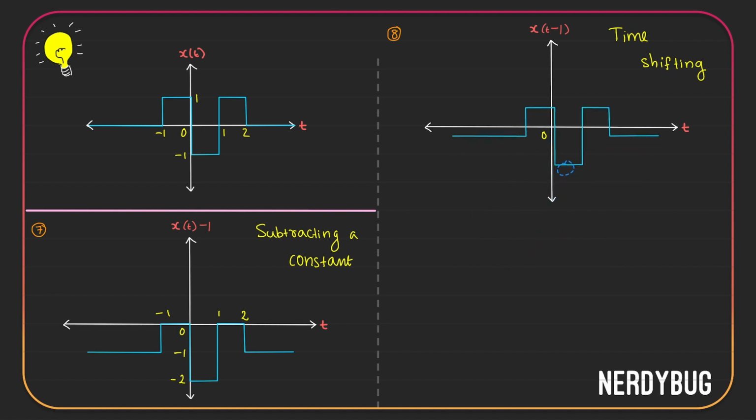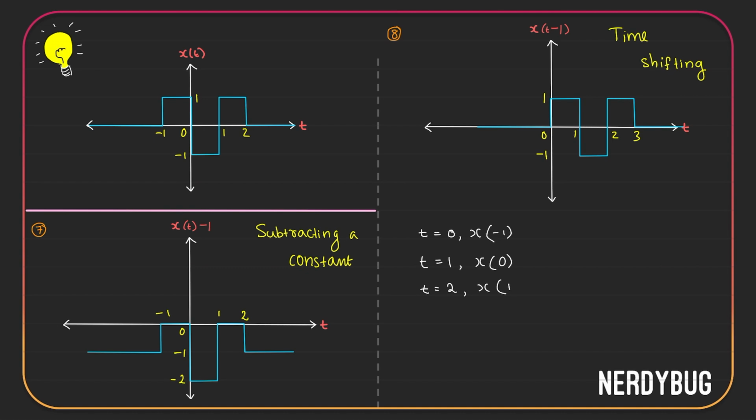I will place the same signal. Then I will shift it 1 unit towards right. 1, 2, 3, magnitude 1 and minus 1. We could actually verify this. Let's see, when t is 0, I will get x of 0 minus 1, that is x of minus 1. When t is 1, I will get x of 1 minus 1, that is 0. When t is 2, I will get x of 2 minus 1, that is 1. So you can see that x of minus 1 goes to 0 now, x of 0 goes to 1 now, x of 1 goes to 2. So technically you just have to shift it 1 unit towards the right.